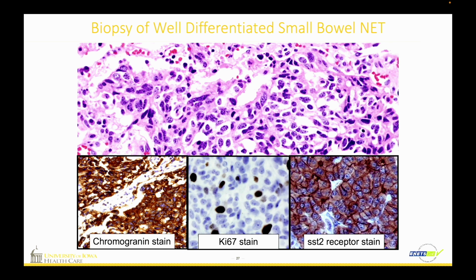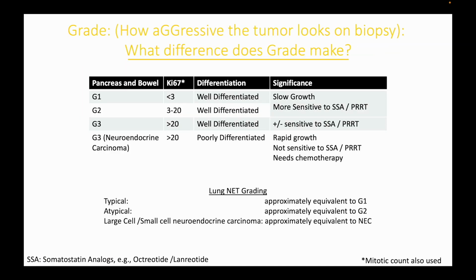Some places we like to do a stain for the somatostatin receptor. Anything that's brown here means that there's somatostatin receptor, which tells us that these cells will be sensitive to monthly injections, will be sensitive to octreotide. So we established the grade, or how aggressive the tumor looks on biopsy. This is something that the pathologist will tell us. And the grade really makes a difference.